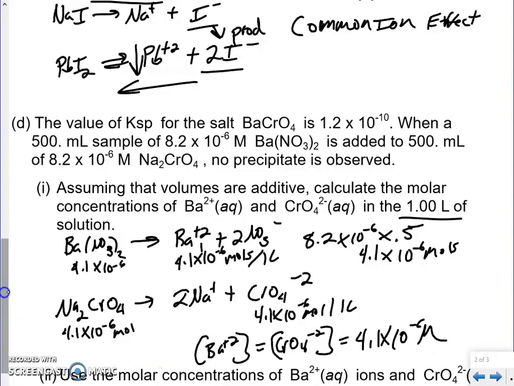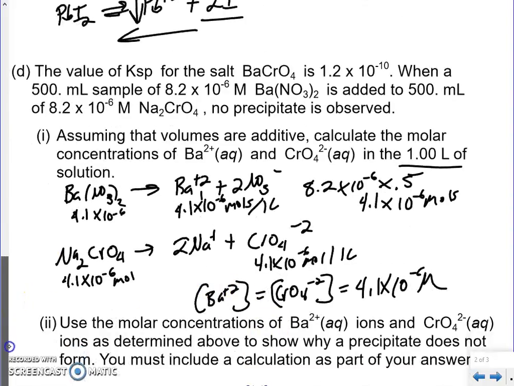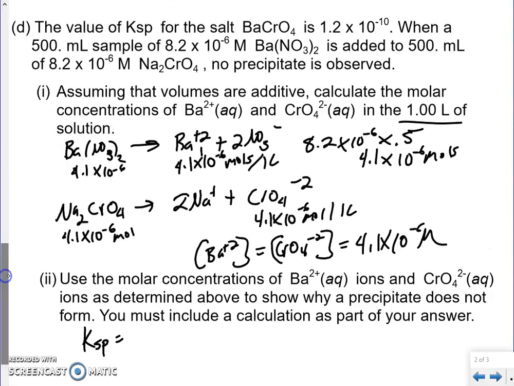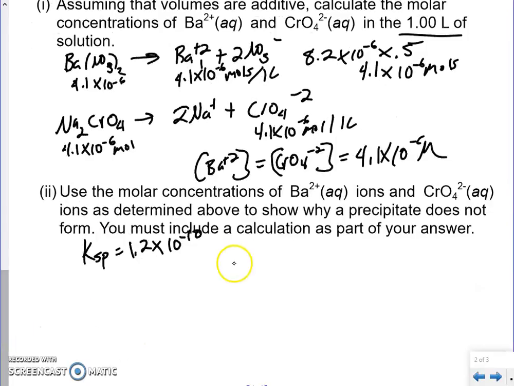So let's keep going down and see what number 2 is going to ask us to do. Number 2 tells us the molar concentrations of barium ions and chromate ions determined above to show why precipitation does not form. You must include in your calculation as part of your answer. So basically, using this number, let's figure out why no precipitation forms. This is kind of one of those things that we did in the last chapter. You're given 2 starting values and you're comparing it to K. We know K is supposed to be, if we go back up here, 1.2 times 10 to the negative 10th. Let's see where we are. Let's see what our Q value is.